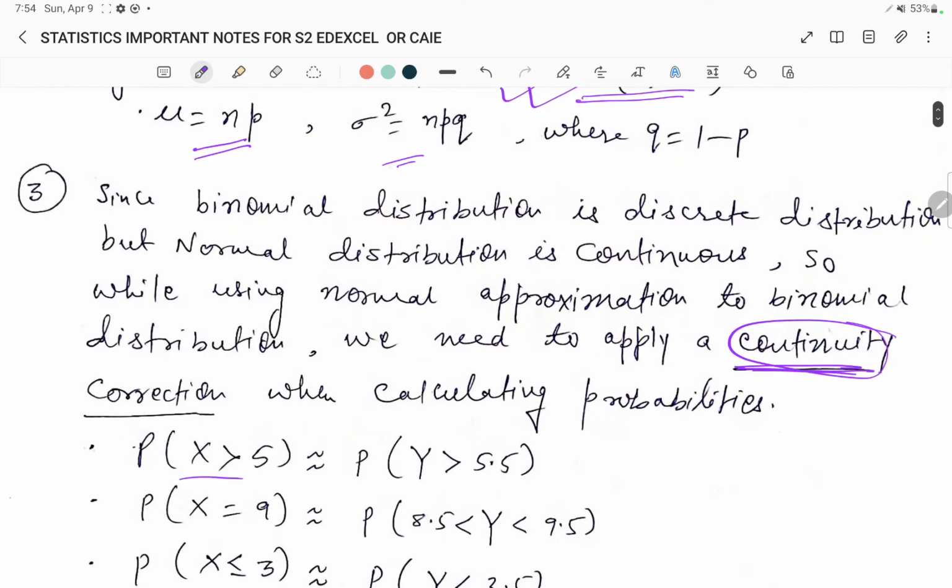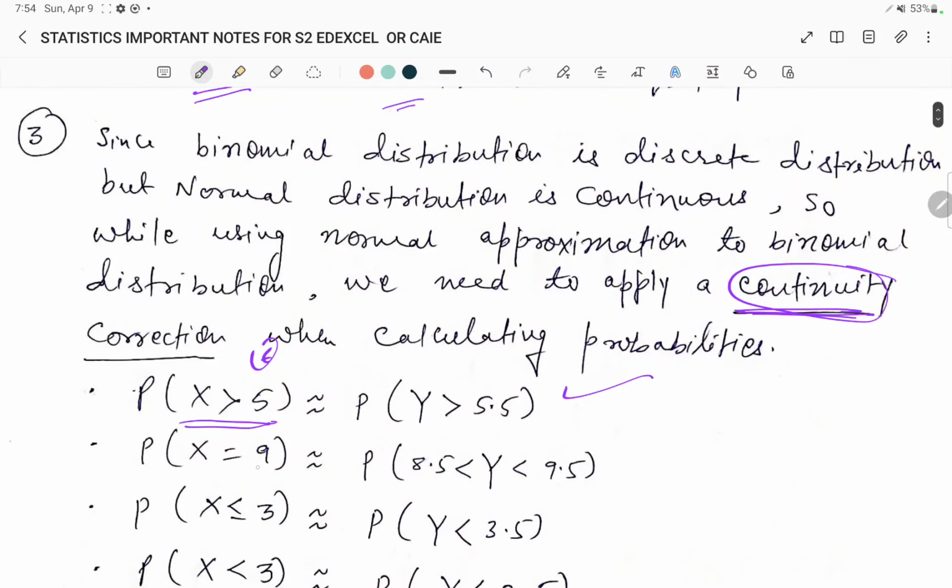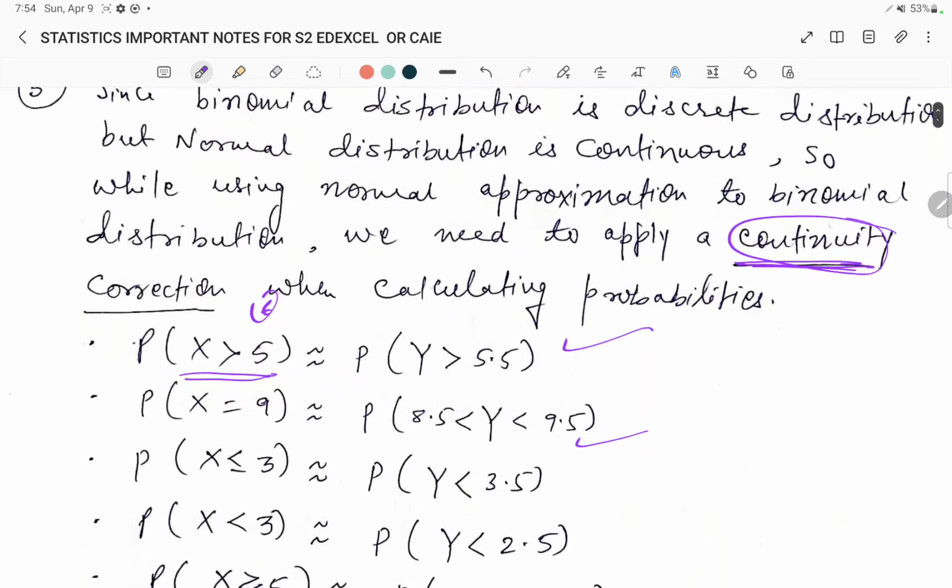For example, P of X greater than 5. Think about the next integer of 5, which is 6. Then take the average of 5 and 6, which is 5.5. So it will come in the middle, subtract 0.5 and add 0.5. P of X less than or equal to 3 you can write as P of X less than 4. So in binomial, P of X less than 4 and P of X less than or equal to 3 both have the same meaning. Now just take the average of these, which is 3.5.